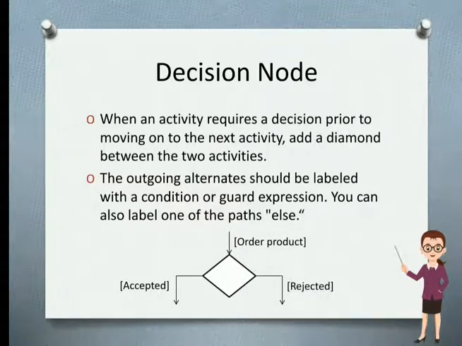Again, here they have considered an example of order product. So order product, order accepted and order rejected. These are the two decisions, and to represent that we use a decision node. Next, to join a decision we require a merge node.